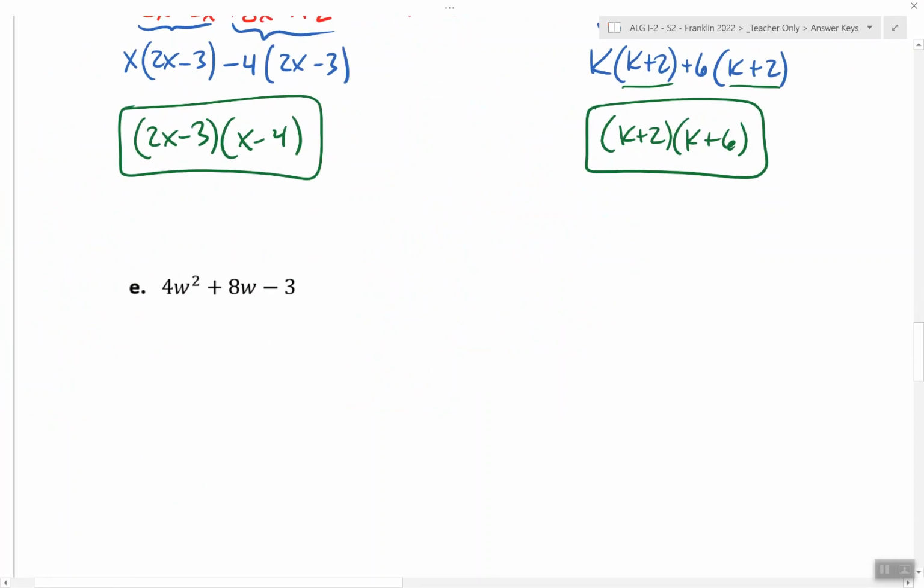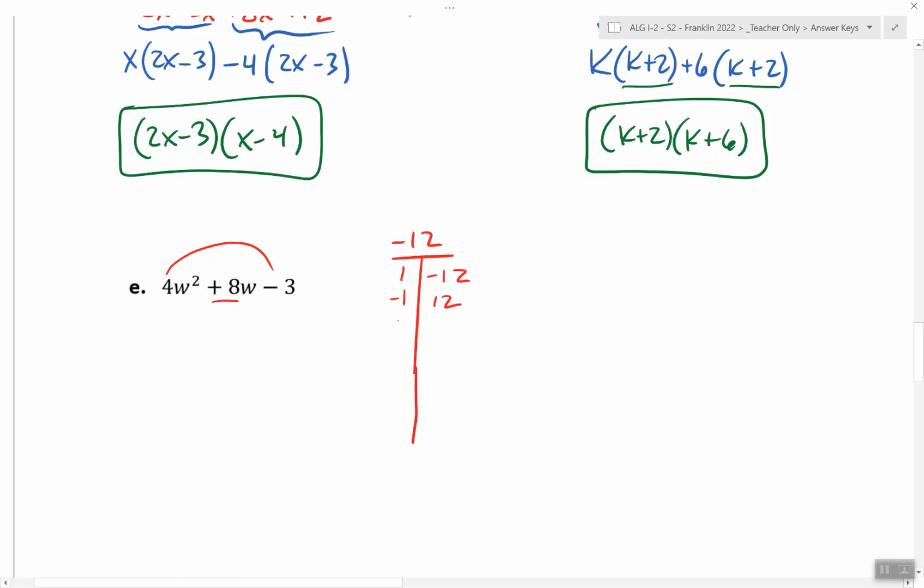Last question. We've got 4w squared plus 8w minus 3. So we are multiplying here to negative 12. And we want to find two numbers that multiply to negative 12 but add to positive 8. Now since our product is negative, we'll need one negative and one positive, right? So let's try these. So 1 and negative 12, that does not add to positive 8. Also, since our sum here is positive, the bigger number needs to be positive. So negative 1 and 12, although that doesn't add to positive 8 either.